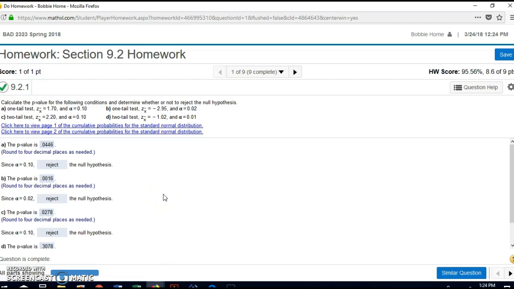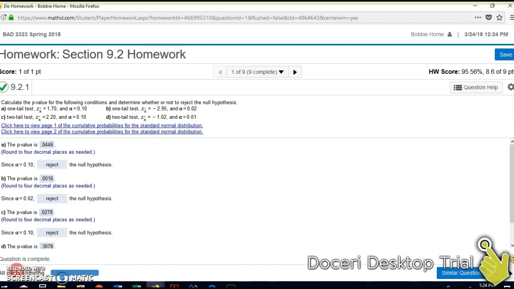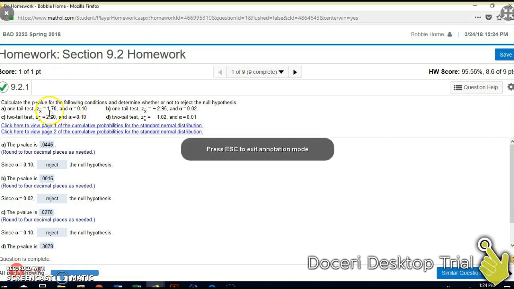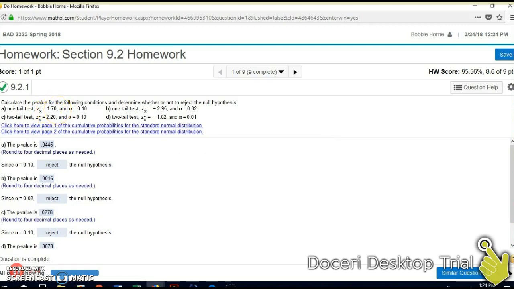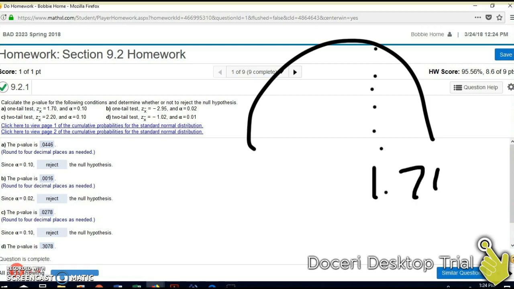Okay, so for this first problem, we are doing a one-tail test, and we're trying to find the p-value, the critical value region. So what we have to do is look up, for a one-tail test, z equal to 1.70. This is going to be a right tail test, so what we're looking for is the critical area, this area right here on the right side, since z is a positive 1.70.